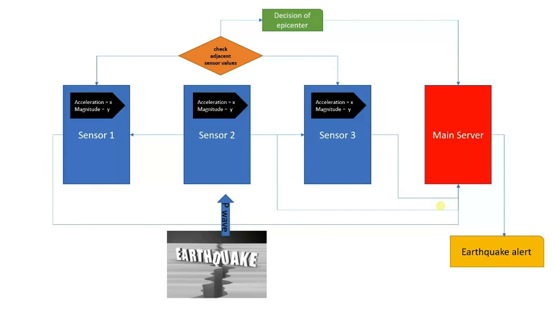Then these values will be saved to our main server, and it will take a finalized decision to notify the people who can be affected badly by this earthquake, and then it will update the data over time.